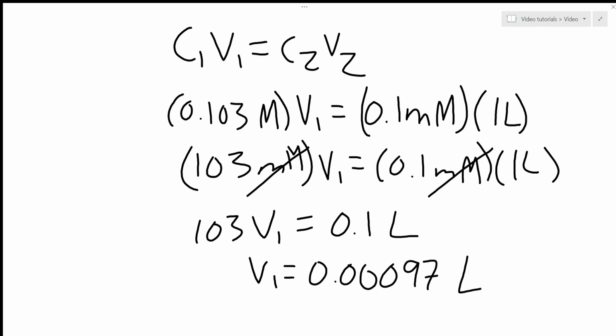liters, which is 0.97 mils, or 970 microliters. So that's such a small volume compared to the 1 liter of broth already in the fermenter. That's why we're allowed to discount the extra volume here that we added for when we're getting our V2.